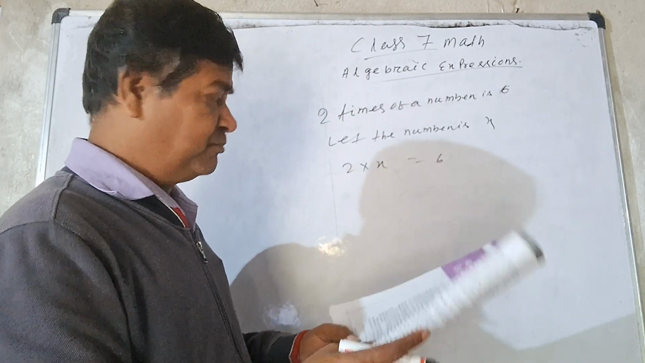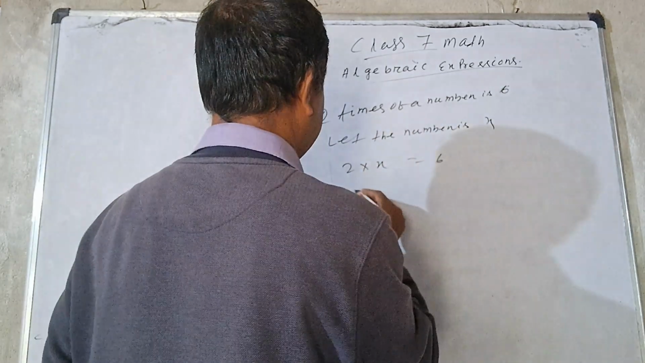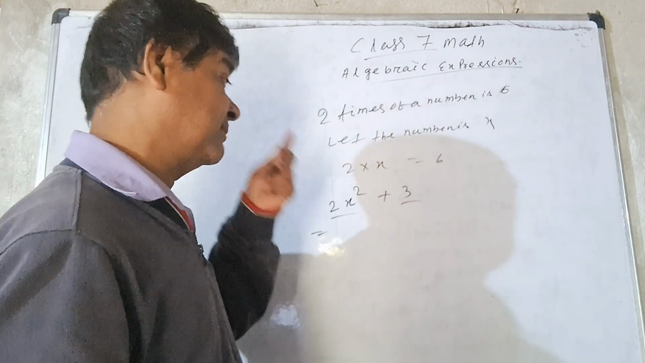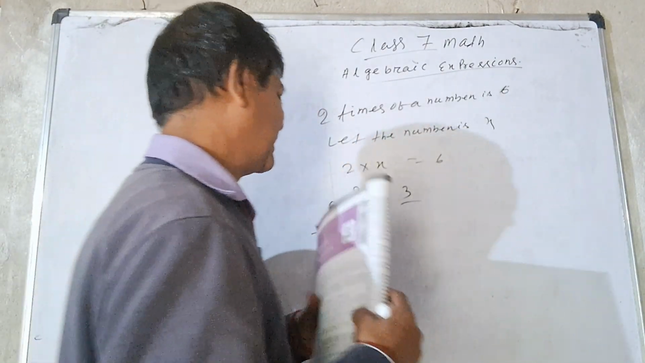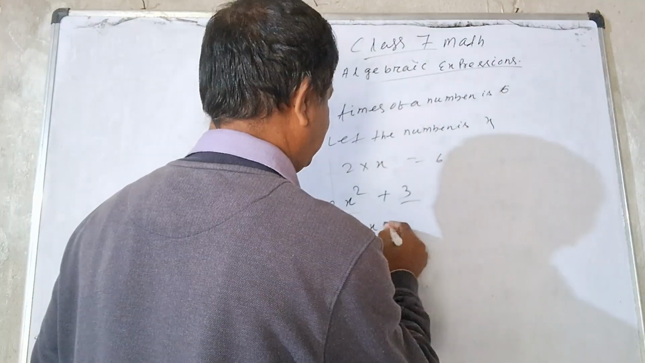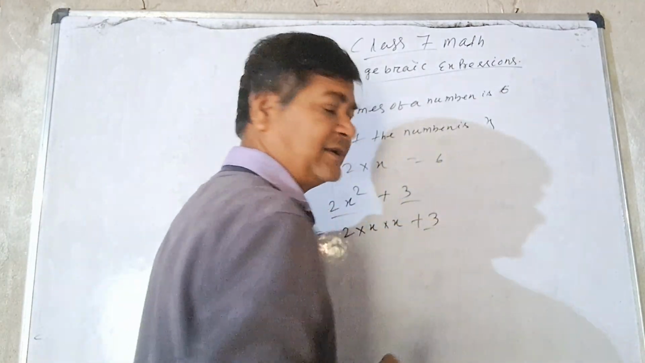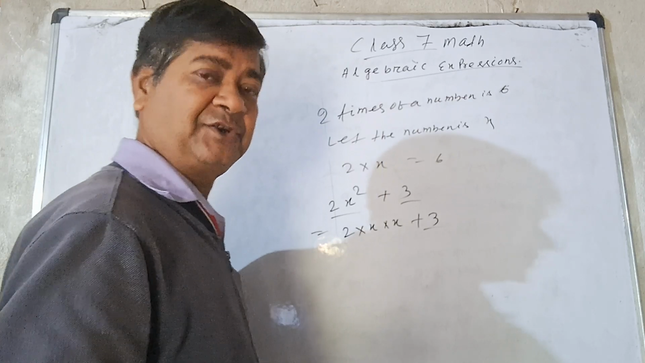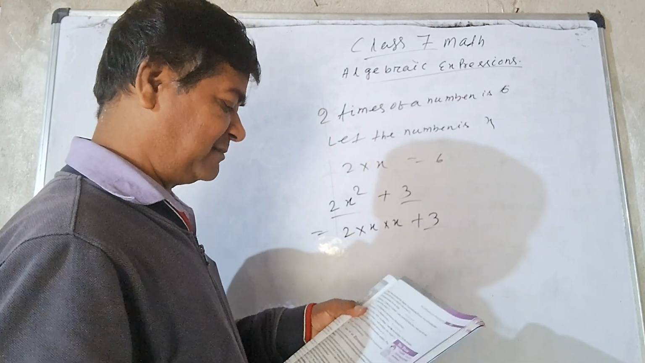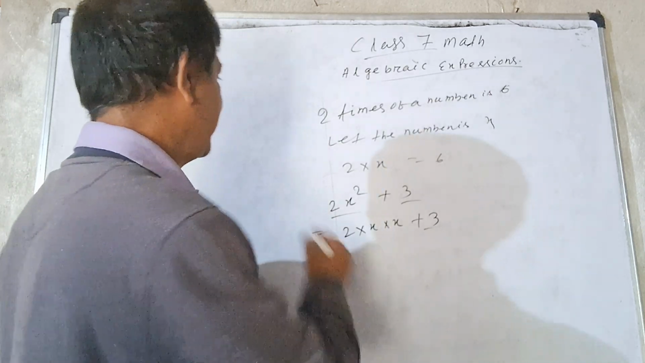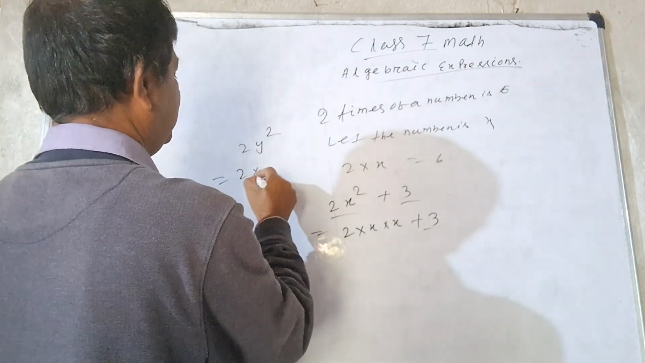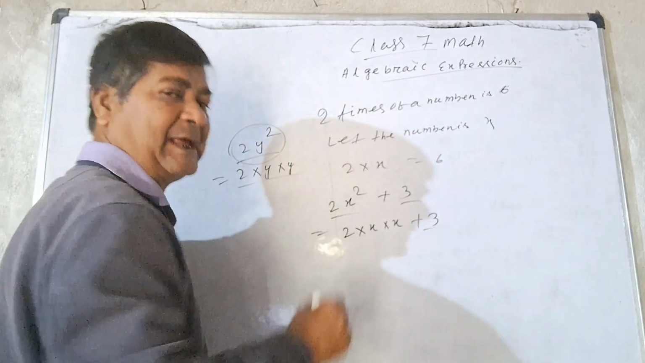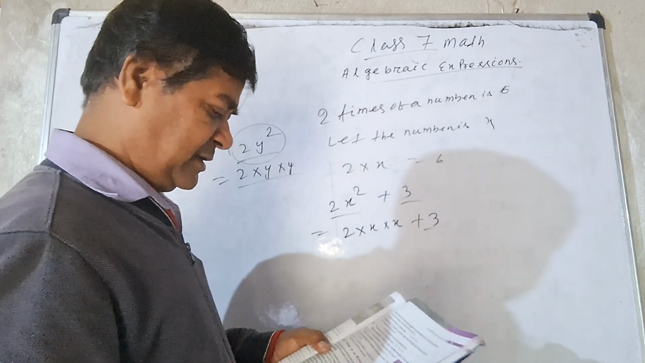Similarly, in your book, suppose 2x square plus 3. There are two algebraic terms: 2x square, which is 2 into x into x, and 3, which is your constant. X is your variable. Here x to power 2 means x into x. Similarly, another expression, 2y square, means 2 into y into y. It is an algebraic expression also. Only a single term, it is a monomial. Mono means 1.